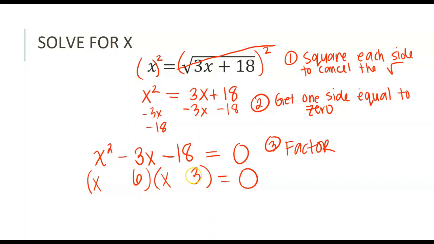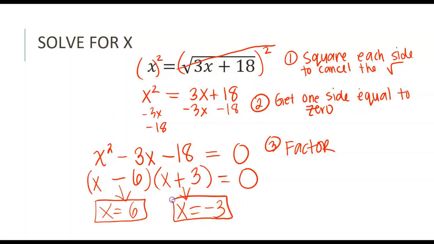6 times 3 is negative 18. If I want to make this a negative 3, I'm going to say negative 6 plus 3. Can't be the other way around. Negative 6 plus 3 gives me negative 3. Negative 6 times 3 gives me negative 18. So if my factor is x minus 6, my solution is just the opposite. X equals positive 6. If my factor is x plus 3, my solution is the opposite.